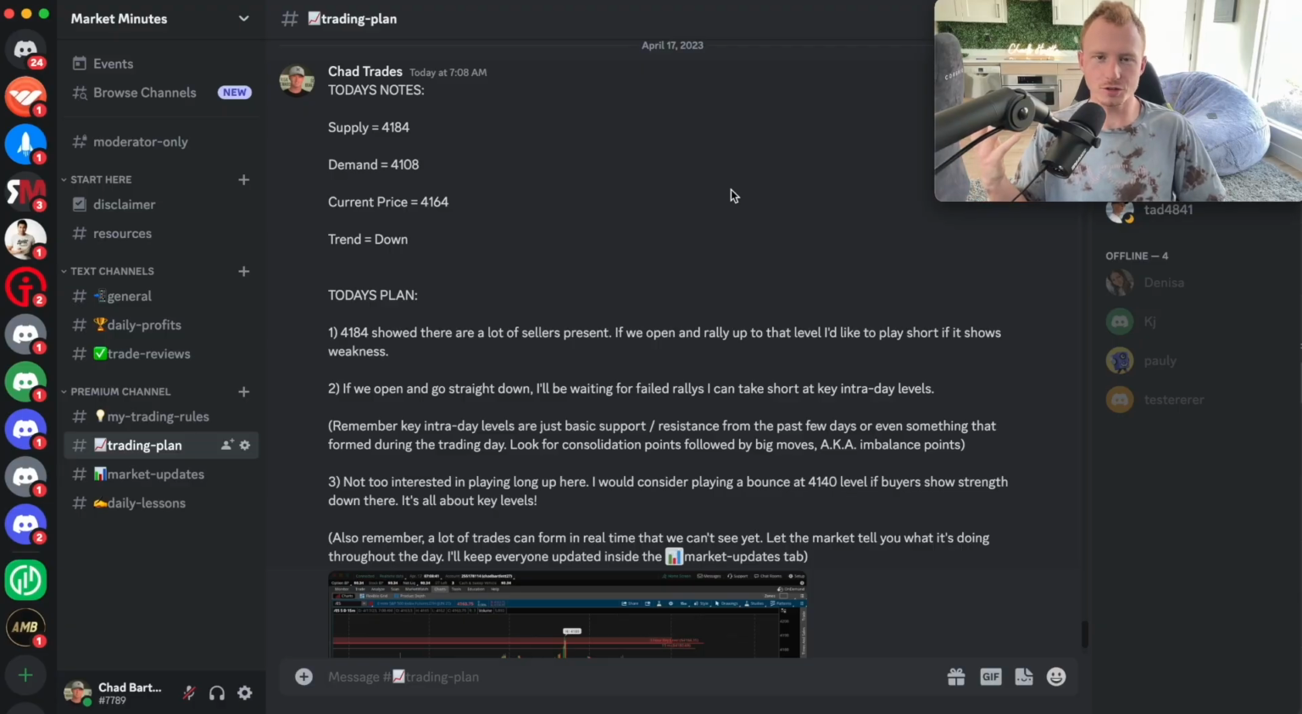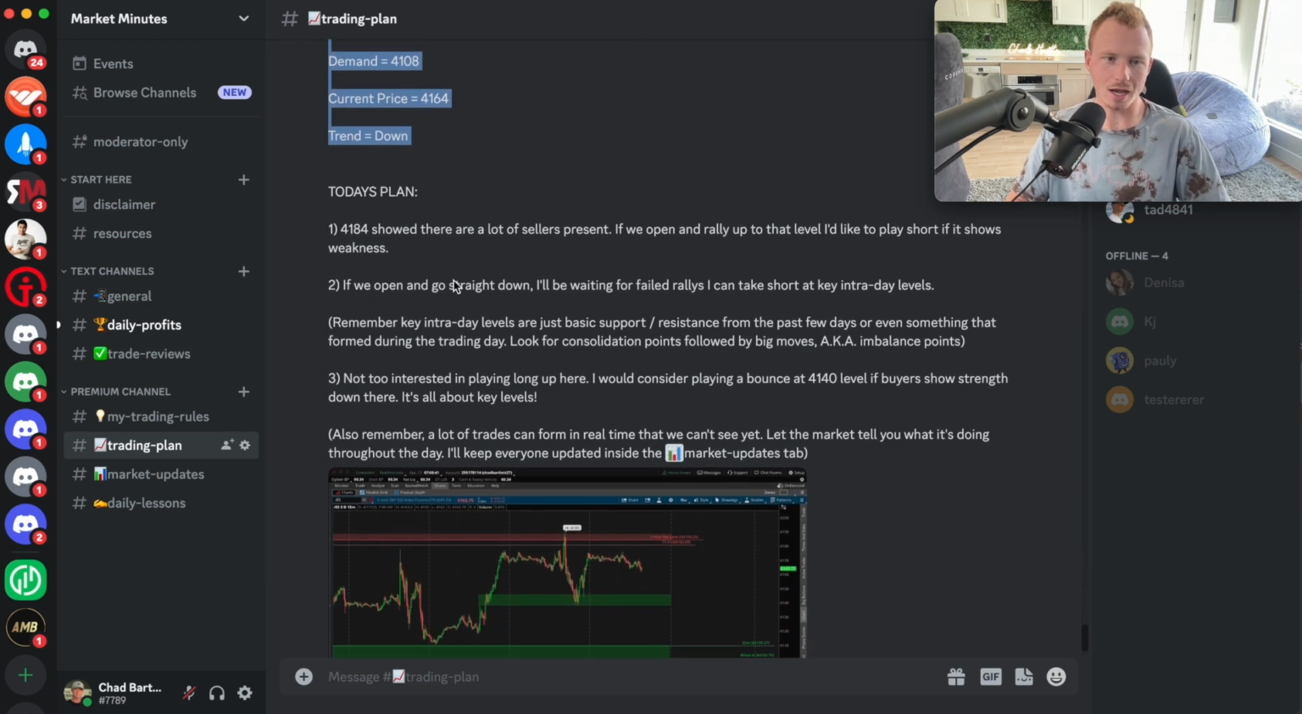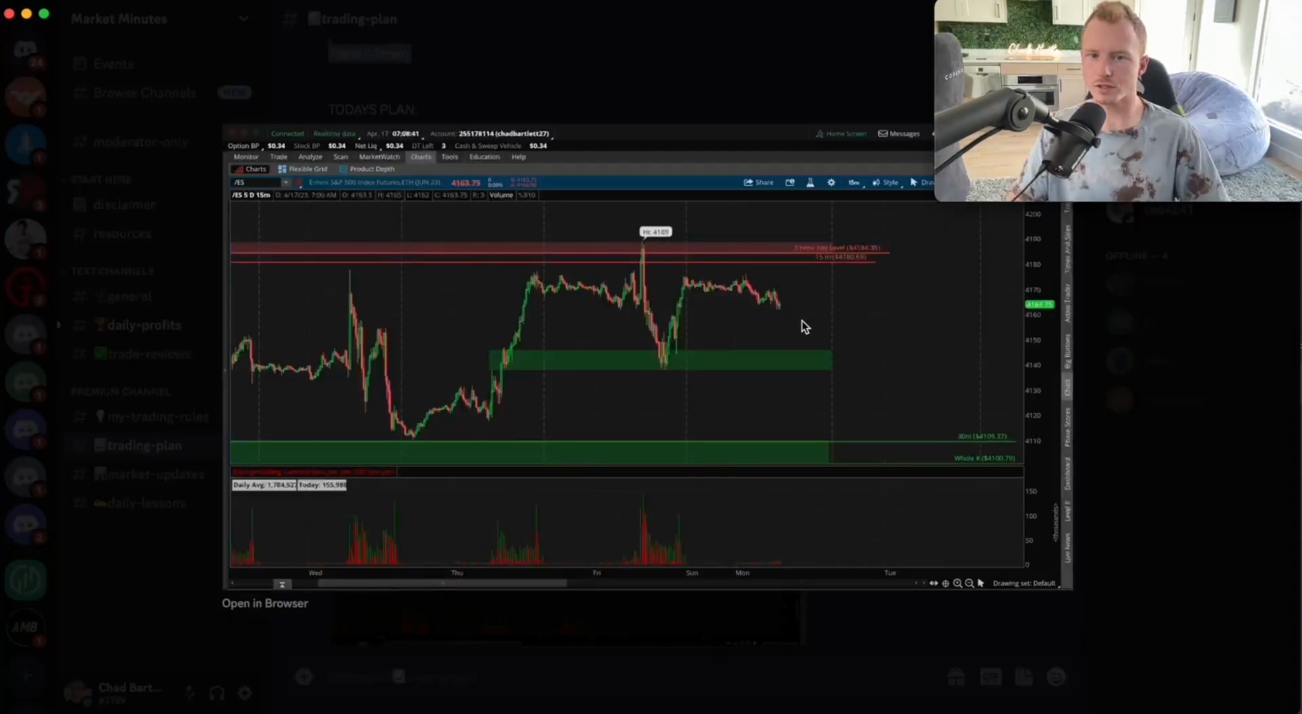All right, so first thing I'll do is show you the plan I had for the day during pre-market. This was around 20 minutes before the market opened where I live. As we can see, I had my key supply and demand levels, the current price, the trend, and my actual plan. This is what the chart kind of looked like right before the market actually opened.